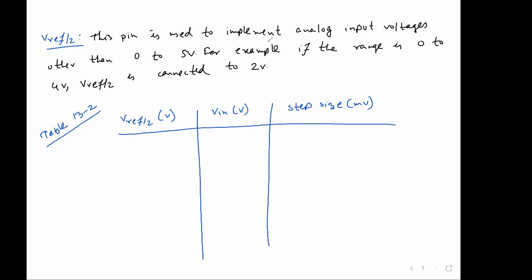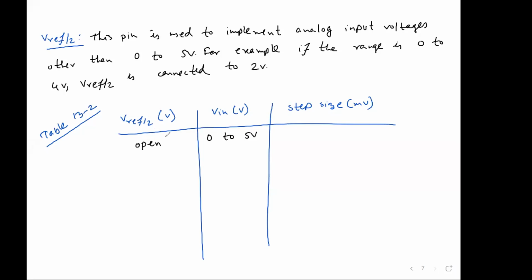So now let us see VREF by 2. So this is the VREF by 2, which is used if our input voltage is any voltage other than 0 to 5 volt. And an example is also given. So based on that example, let us complete table 13.2 and the rest of the things will be very clear to you. So please try to help me, okay? If our V input is 0 to 5 volt, then what will be the voltage which is to be connected to VREF by 2? Can anyone say? Nothing. Exactly. It will be open.